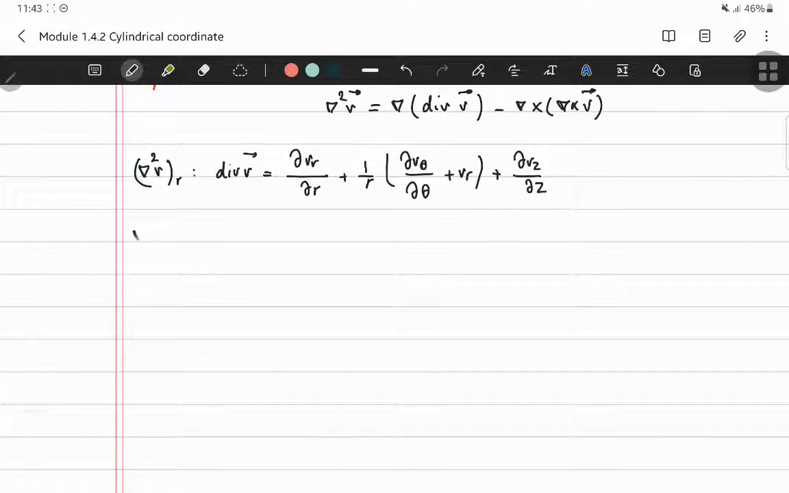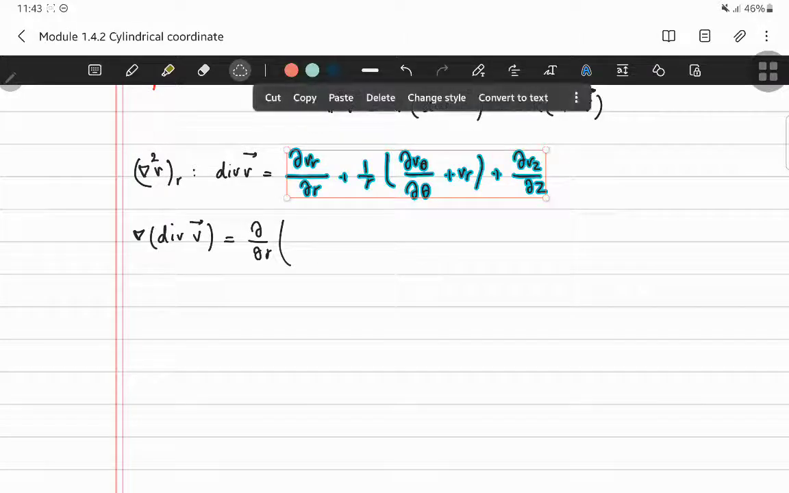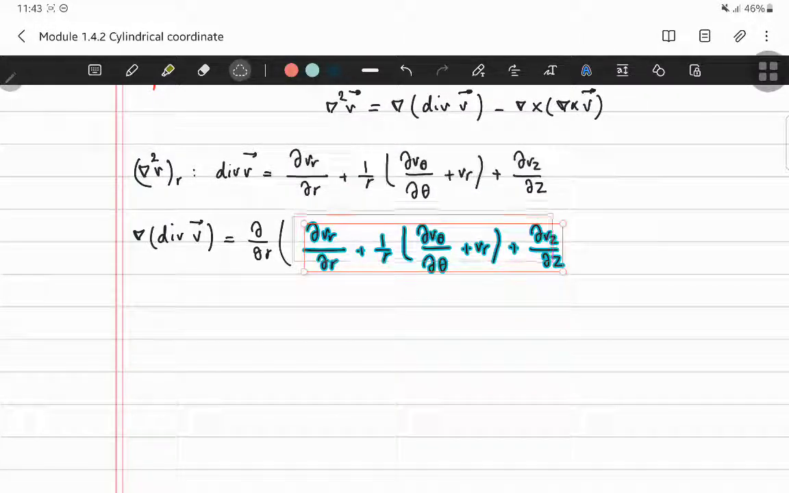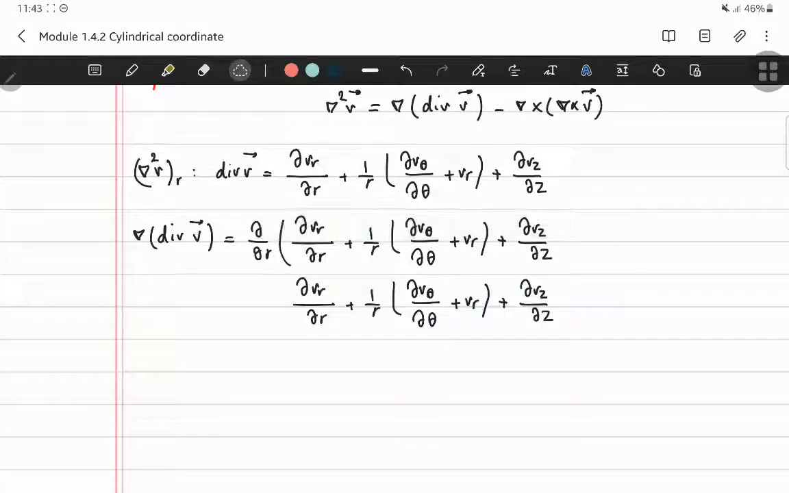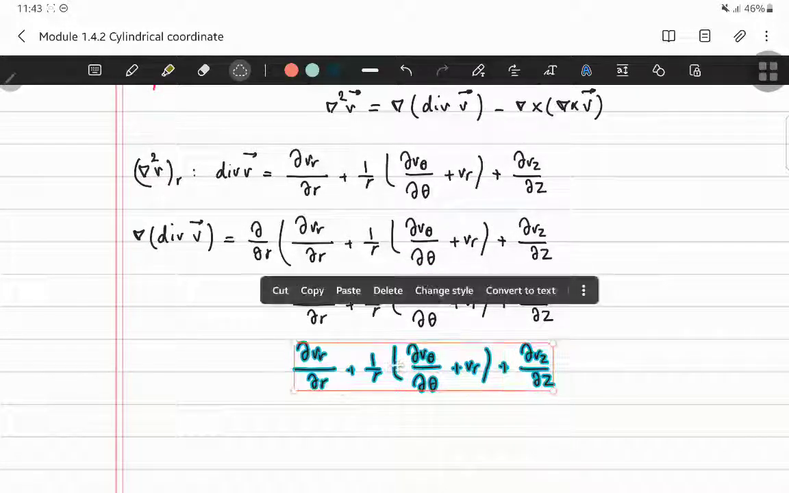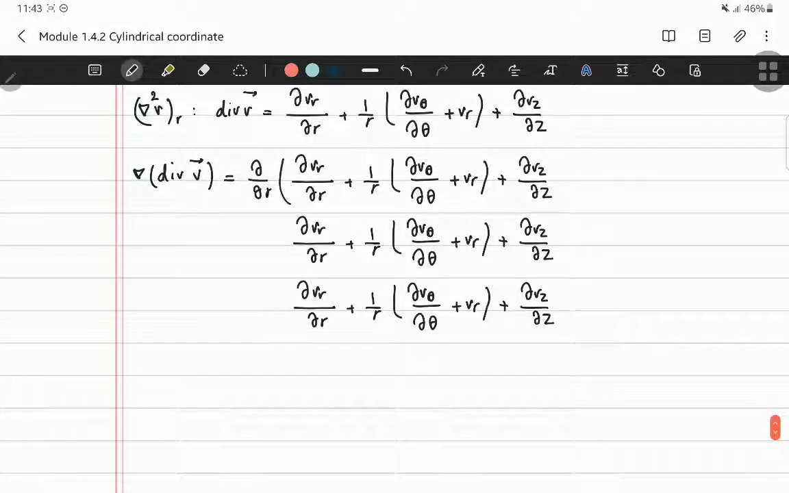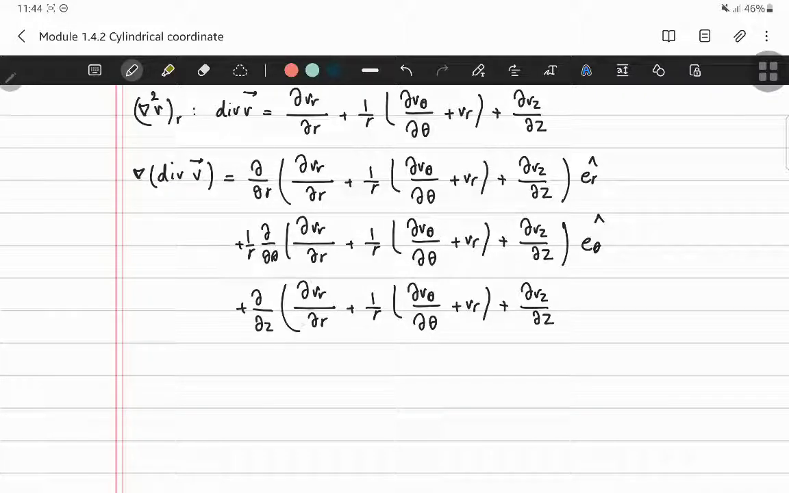Then we take the gradient of this divergence v, which is this expression here. So I have to copy and paste this here. Maybe it is a good idea just to copy, then paste this in here, and then here, and then here. So I have, this is er, sorry, this is er. This is plus 1 divided by r, partial derivative of this with respect to theta, e theta, and this is plus partial derivative of this with respect to z.